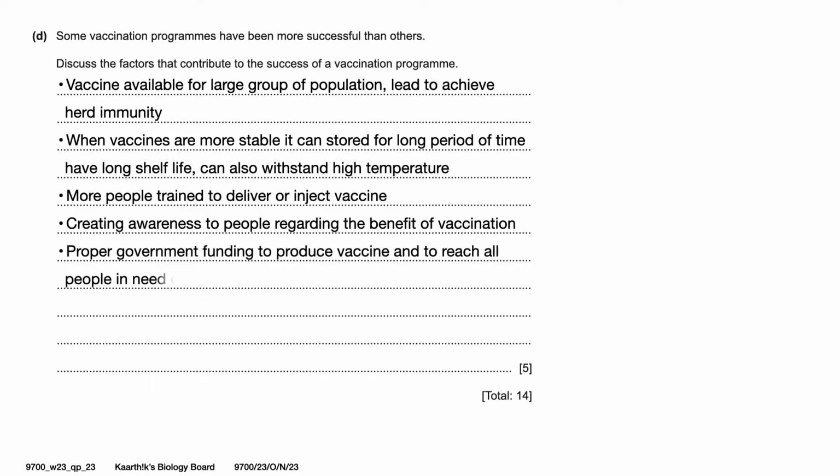Then proper government funding to produce vaccine and to reach all people in need of vaccine. So the government can also fund the companies that are producing vaccine so that more people, those who are in need of vaccine, can benefit from it.